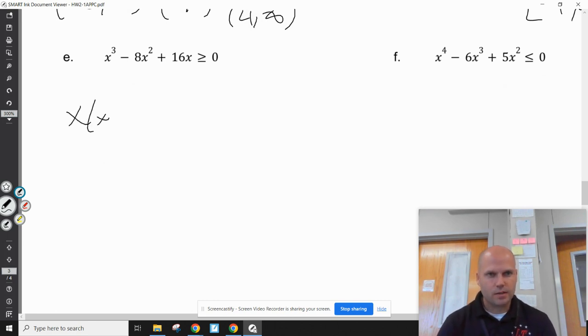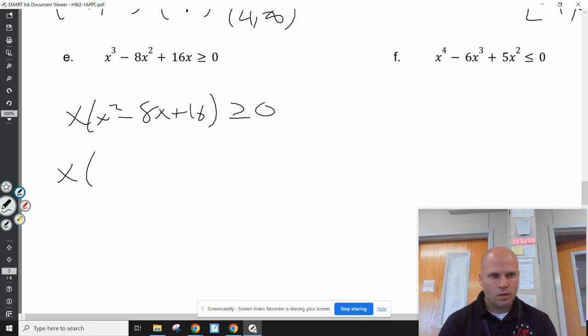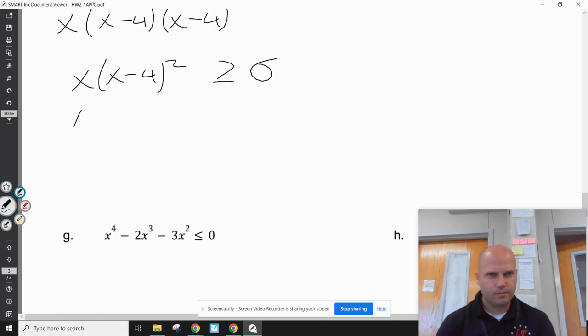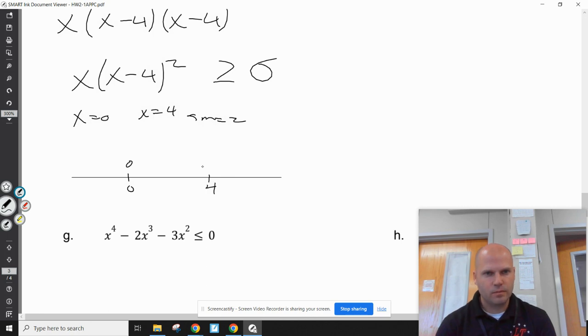Factor out an x. This will be x minus 4 times x minus 4. This will be x minus 4 squared. That means x equals 0 and x equals 4. X equals 4 has got a multiplicity of 2. X equals 0 has got a multiplicity of 1. I will change signs at 0. I won't change signs at 4.